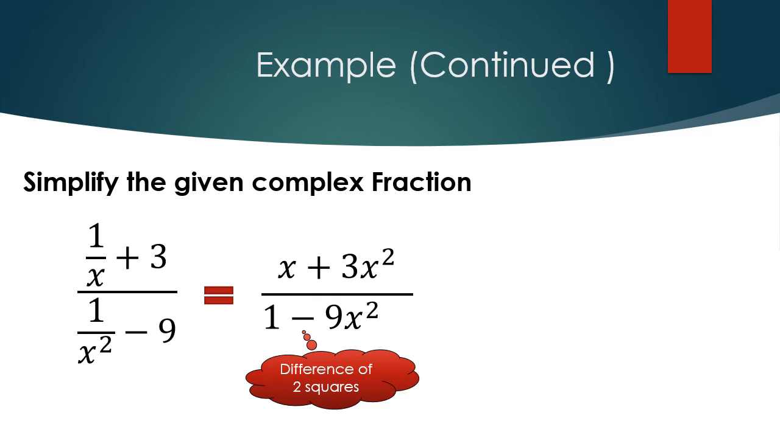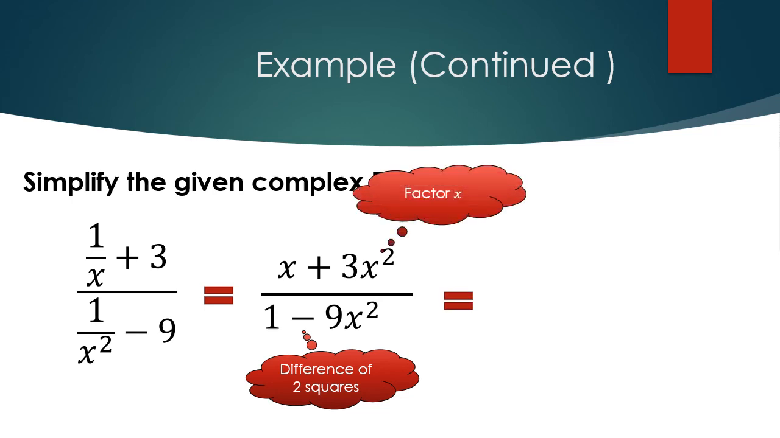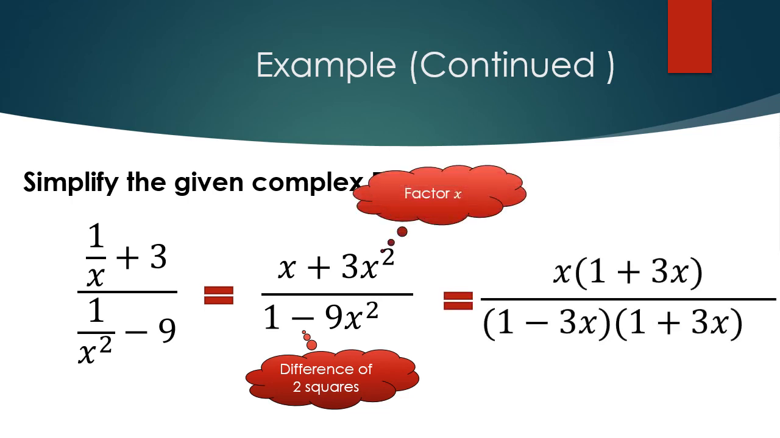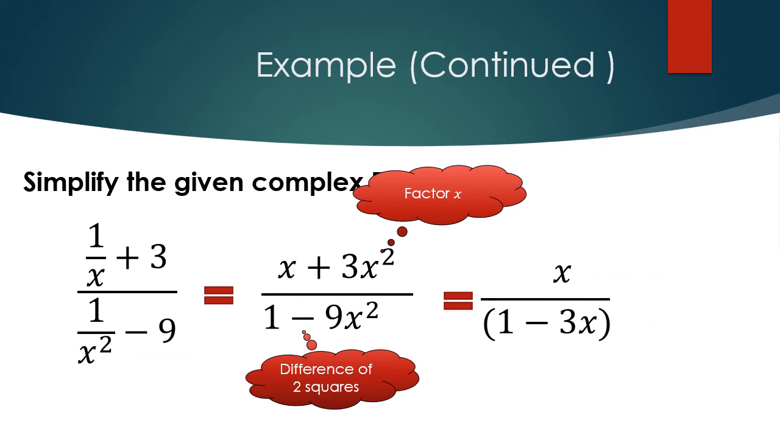Now from the top, we can factor out x, and the bottom is a difference of 2 squares. Therefore, the final answer is x over 1 minus 3x. So keep in mind the simplification.